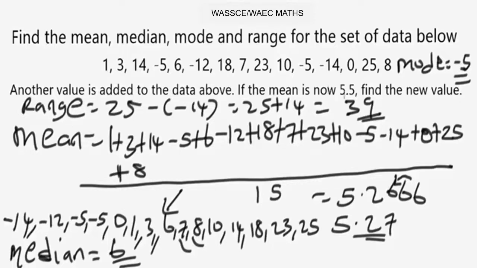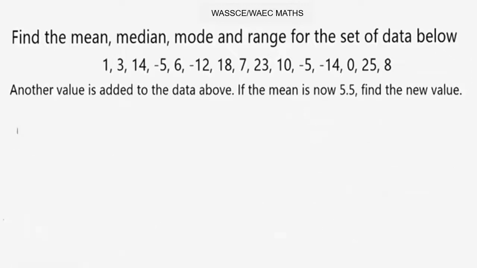Now, the second question says another value is added to the data above. If the mean is now 5.5, find the new value. So let me write below and get the new value for you. Let's solve it together. Remember, it says the mean is now 5.5 when another value is added to the data. So the total number of data will no longer be 15, it will now be 16. So basically, the first thing you have to do is multiply this 16 by 5.5.